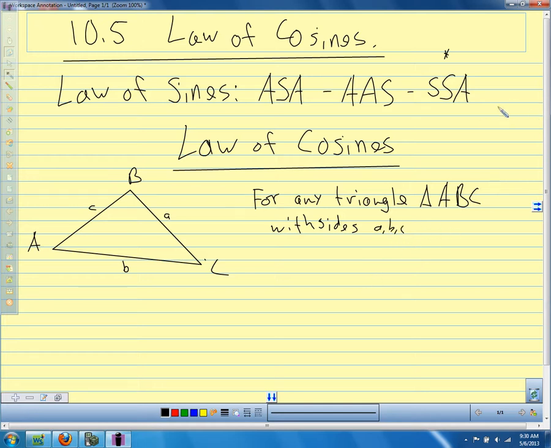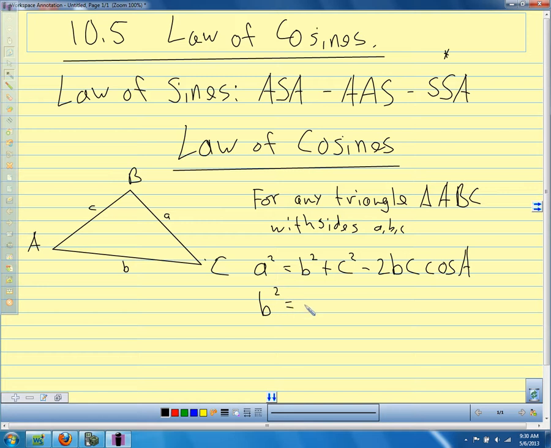We end up with three equations, like we did with the law of sines. Equations are a little longer than our equations that we had before. a squared equals b squared plus c squared. Before I write the rest of the equation, what does this kind of look like? Kind of looks like the Pythagorean theorem. The law of cosines is kind of an extension of the Pythagorean theorem. So a squared equals b squared plus c squared minus 2bc cosine a.